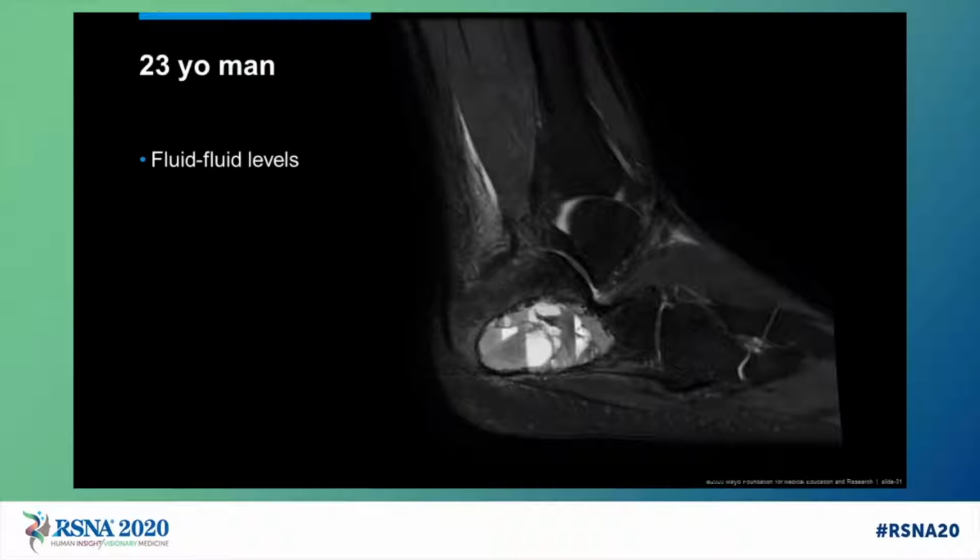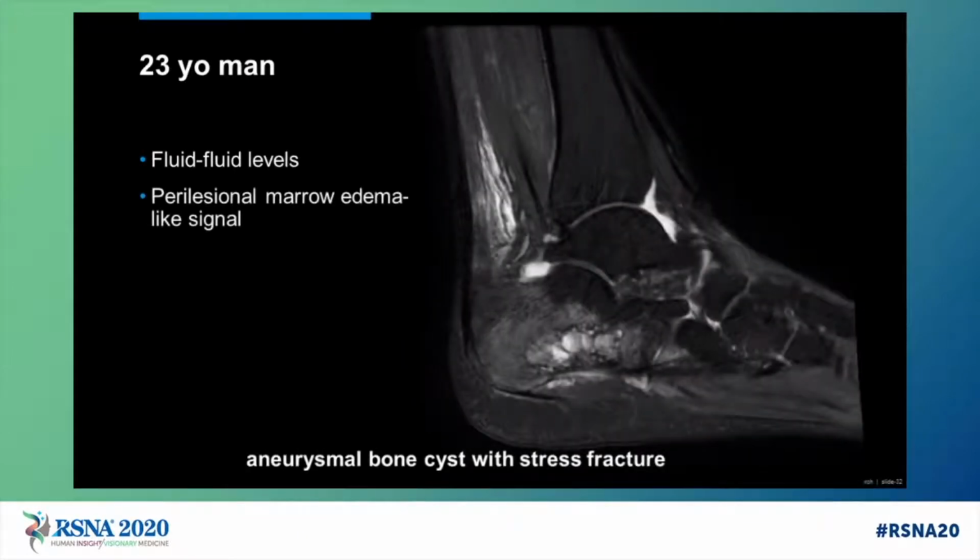But remember, our goal isn't diagnosis. Our goal is to help guide the management of the patient. Looking at an adjacent slice, we can see the extensive perilesional bone marrow edema-like signal from this patient's stress fracture, guiding treatment to take care of the fracture, not just the lesion.